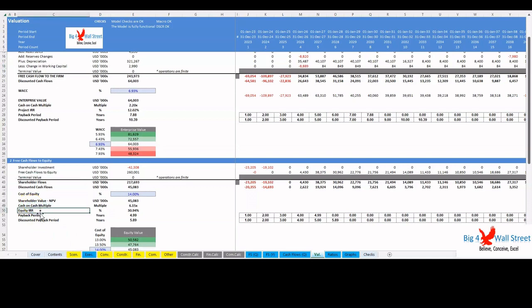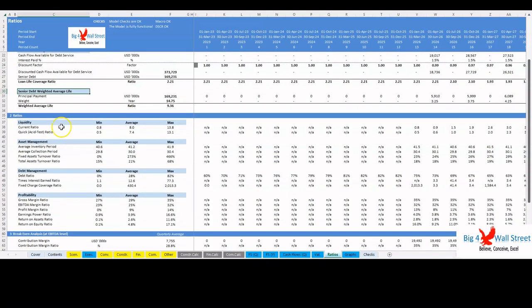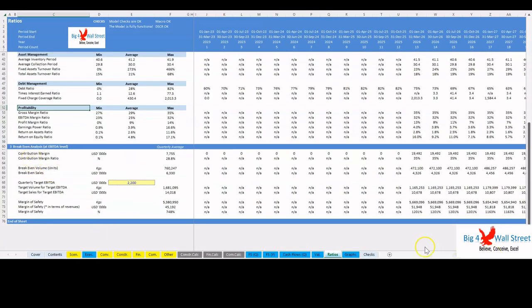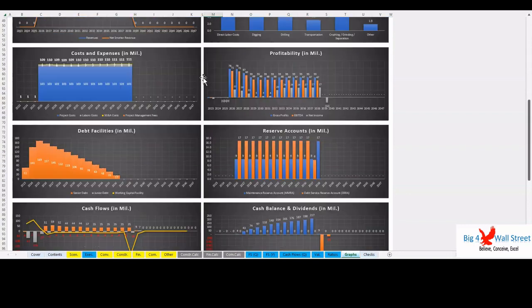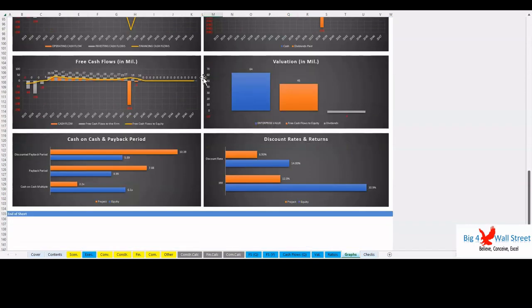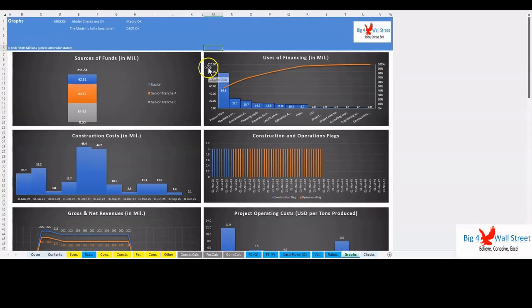In the next tab, the ratio tab, the model calculates the debt service coverage and loan life coverage ratio, as well as the senior debt weighted average life. Afterwards, a series of ratios are calculated and a break-even analysis is performed at an EBITDA level. Graphs tab. Various graphs present the investment and operating costs, as well as the revenue potential. Then multiple charts present the performance of the project from revenues to bottom line, along with debt, assets, working capital and cash flows, which results in a valuation on a project basis, as well as on an equity basis, together with the internal rate of return of the project and payback period metrics.